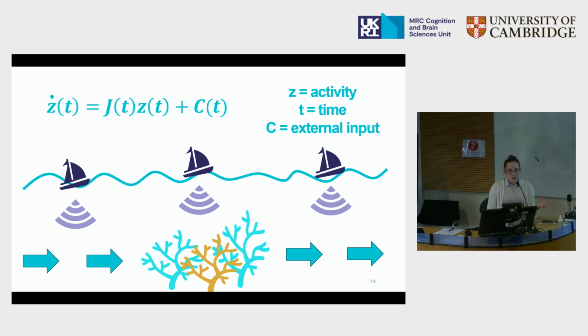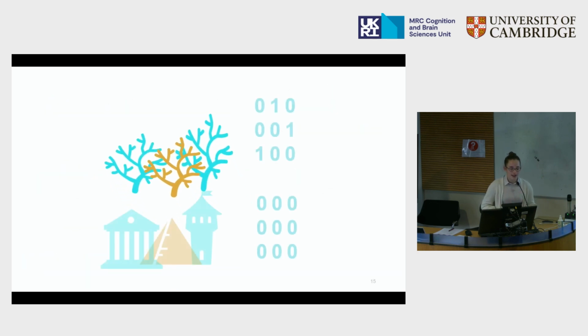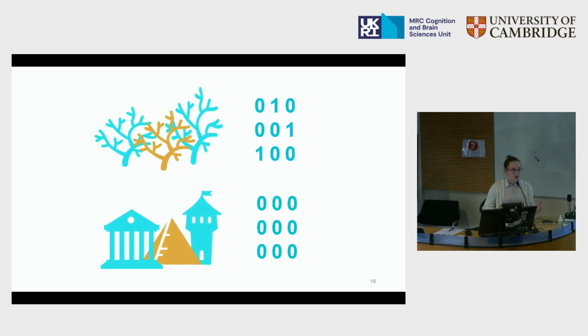But J(t) is where we can get a lot of our really good information. So J(t) is our connectivity matrix, which means it's categorizing how these three regions of interest are connected together.